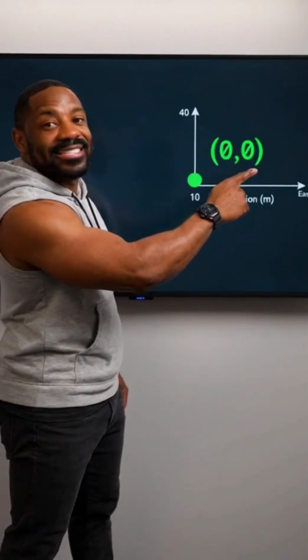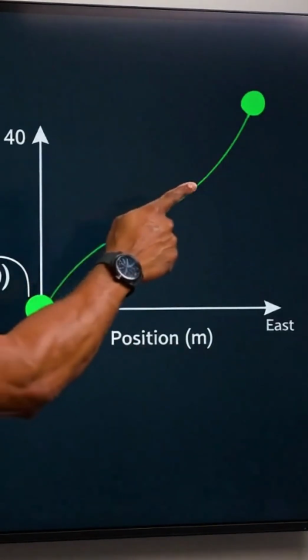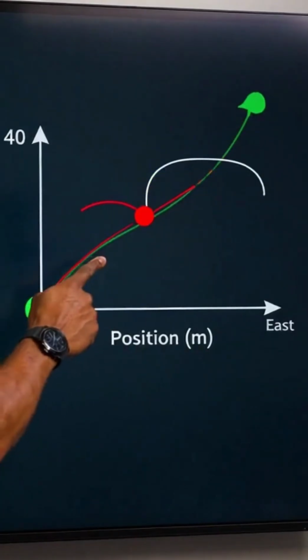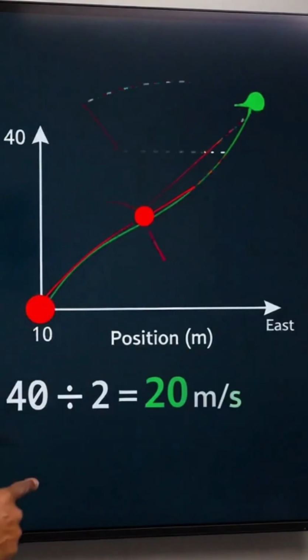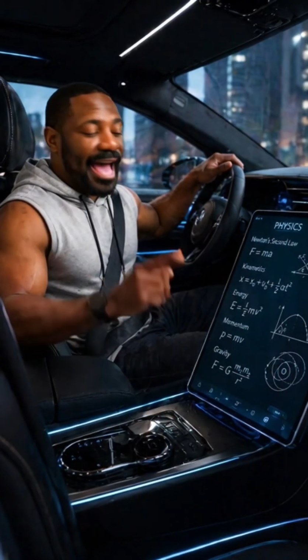Position time graph, east is positive. Start at 0, 0, and a curved line means changing speed. At 5 seconds, I draw the tangent line, the slope right now. Rise 40 meters, run 2 seconds. 40 divided by 2 equals 20 meters per second. That is instantaneous speed. Now, average velocity.